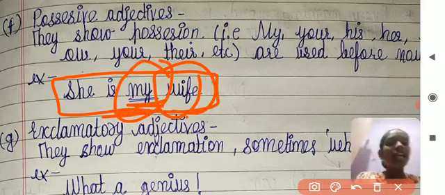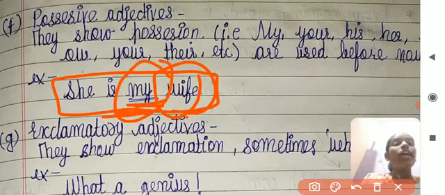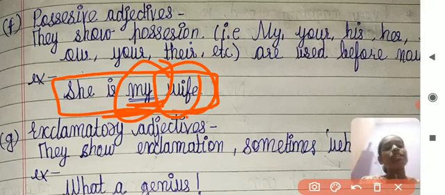We can say that this is your book. Here your shows the possession. Your here shows the possession, that this is your book only. It is not someone else's. This is yours. It shows the possession. It shows the ownership, and hence it is a possessive adjective.